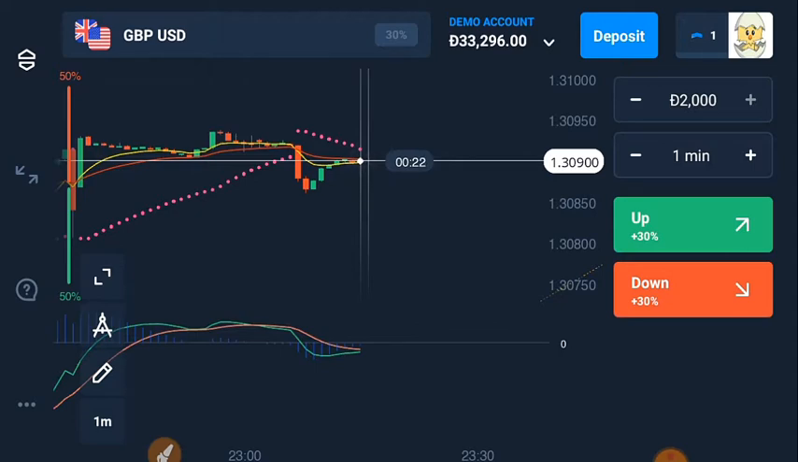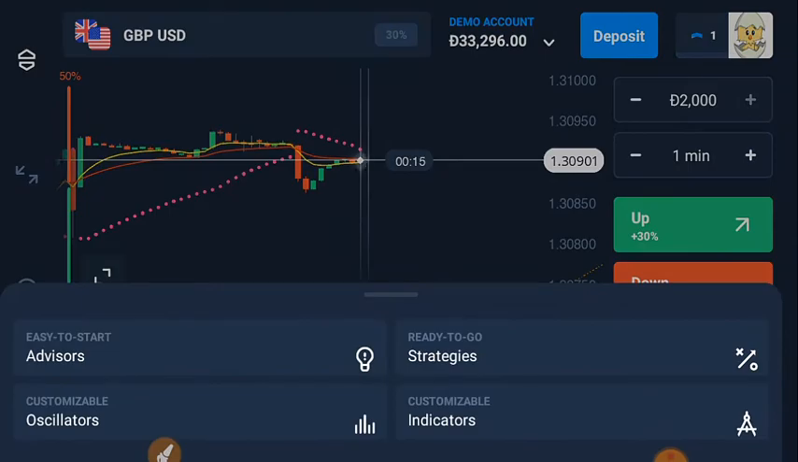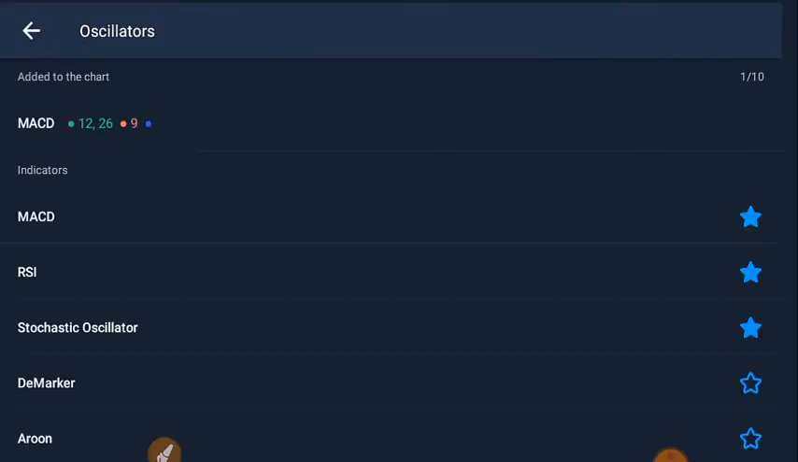So the first thing you want to do is set your indicators and your oscillators. I'm just going to take you through how to do that. Go to your oscillators first, and you're going to set your MACD. Your MACD is going to be 12, 26, and 9. You're going to set that up.